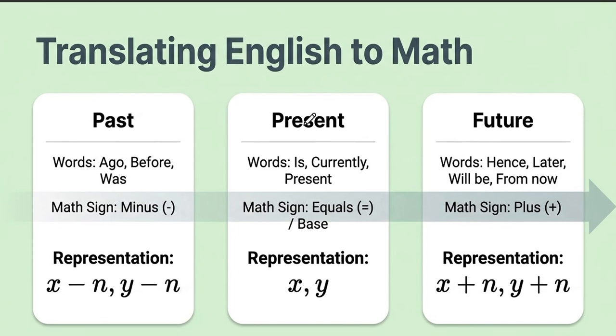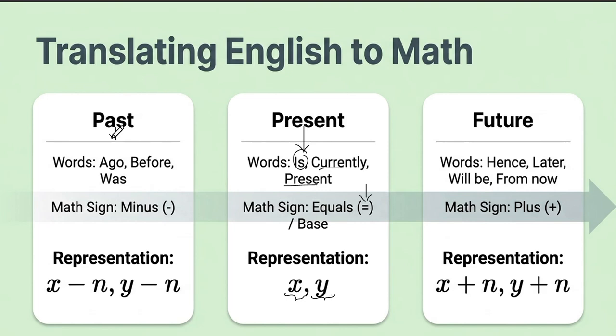So always, present age means the word will be like currently or present. Okay. Is means is equal to. Remember, is, was, will be, that means is equal to. So always we will assume that present age is x and y of the two persons, whatever is given.